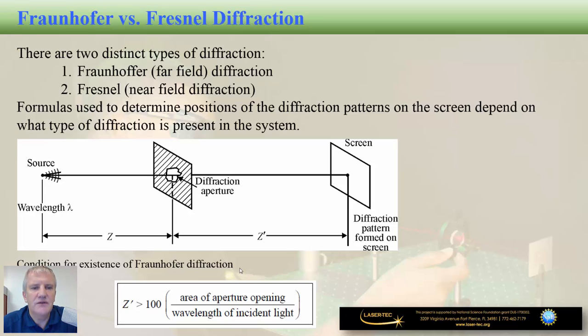And that's the condition that we would want to make sure is satisfied if you are doing any kind of lab measurements where you're going to be positioning the diffraction aperture, light source, and finally the screen in the back.